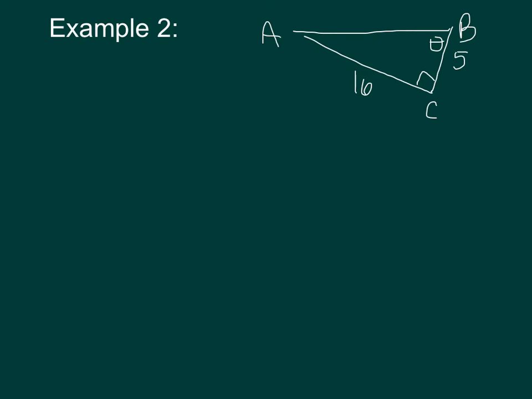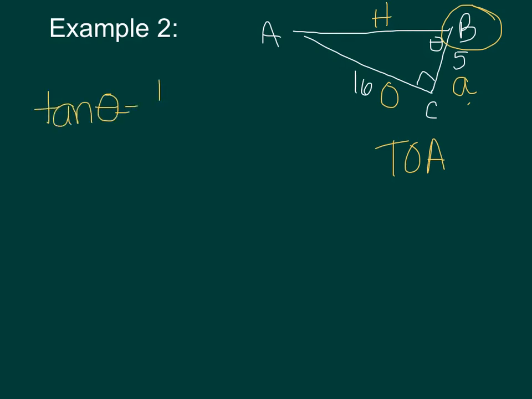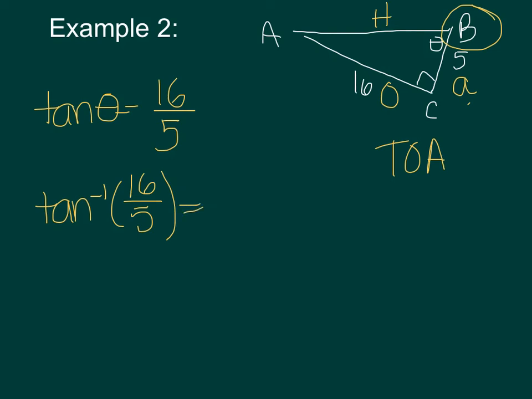Let's do example 2 now. Please make sure you write this on your paper. So again, I'm going to start labeling my sides, and again I have angle B with the theta. So I know AB is the hypotenuse because it's the longest side. 16's opposite and BC is adjacent. So I notice that I have an opposite and an adjacent, and I don't know my hypotenuse. So I'm going to use tangent because of TOA. So I'll say tangent of theta equals 16 over 5. Since I'm looking for the angle, I'm going to use the inverse, and so I'll put 16 over 5 in my inverse tangent, and that will give me the angle.